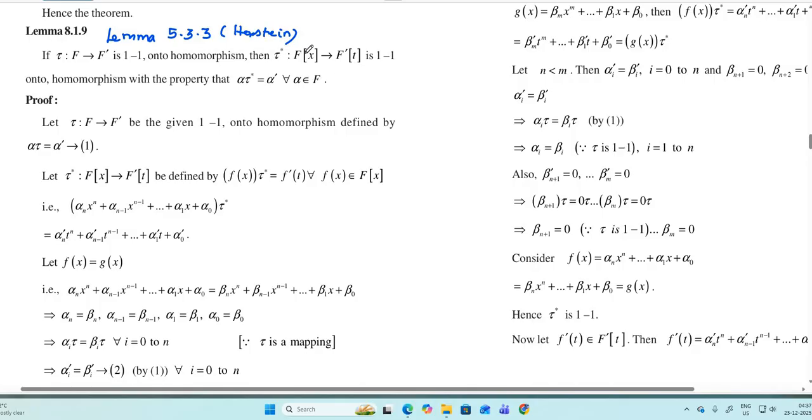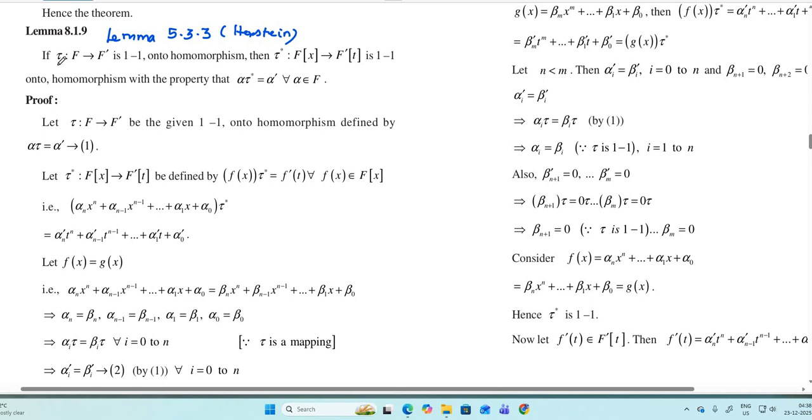So this tau star from F[x] to F prime[t] is a one-to-one onto homomorphism with the property that it takes the element of F to the element of F prime for every element, that is, of the base field. When we consider a small f of x, it is a polynomial over F, and there f dash of t we will refer to as a polynomial over F dash. That collection is F prime[t], and the collection of all polynomials, which we denote as f of x over F, is in this collection.